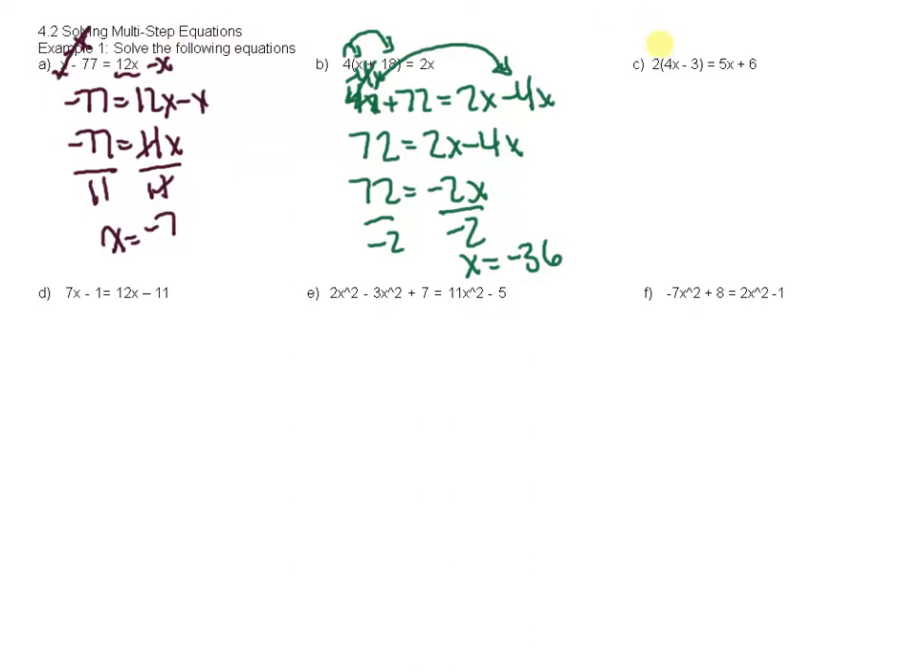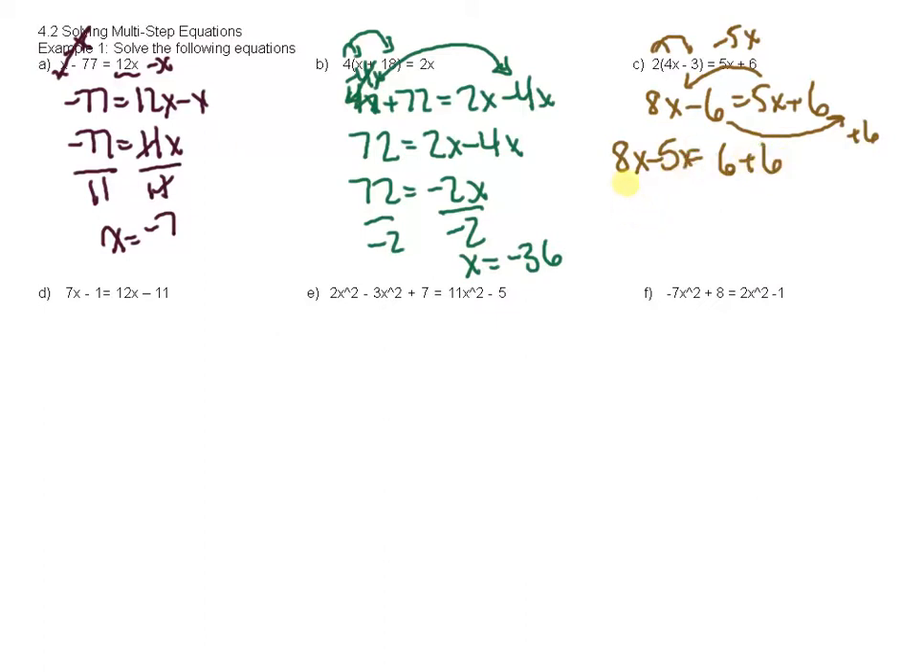Okay, same idea for C. 2 times 4x, 2 times negative 3. 2 times 4x is 8x. 2 times negative 3 is negative 6. This time we have an x on both sides and a number on both sides. So I'm going to choose to put all the x's on the left and all the numbers on the right. So this 5x comes over to the left-hand side, and it turns into a negative 5x. Now this negative 6 comes to the right and turns into a positive 6.